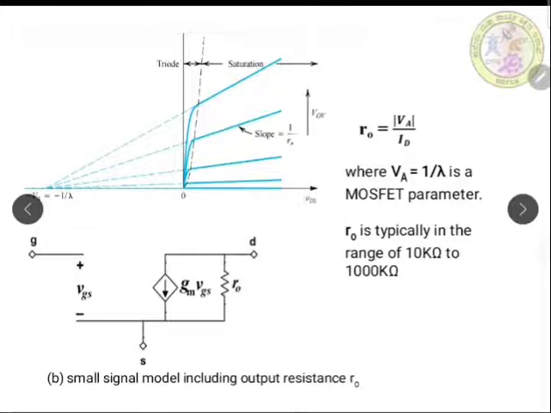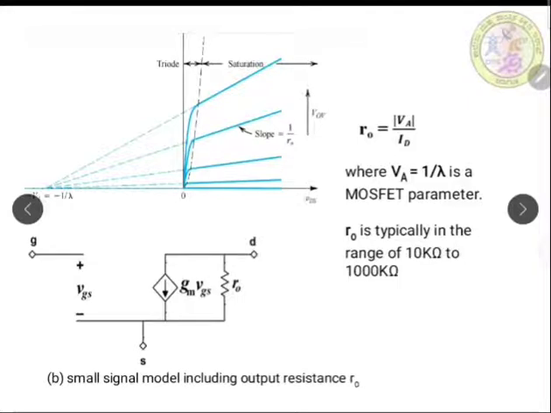Therefore that value of resistance R0 has to be included in the small signal equivalent circuit. R0 is given by VA by ID, where VA represents 1 by lambda, which is related to the channel length modulation phenomenon in MOS devices. So R0 is modeled using VA and the drain current ID. The R0 in the saturation region is typically in the range of 10 kilo ohms to 1000 kilo ohms, but this R0 has to be included in the small signal equivalent circuit.